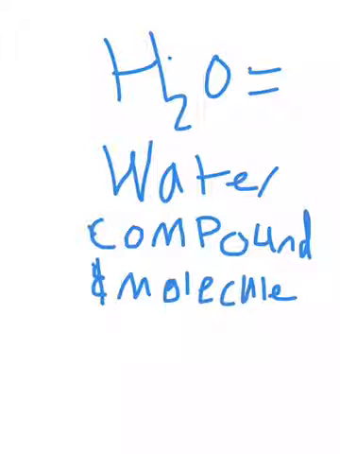Now, a compound molecule is when two or more different element atoms combine to form a repeated pattern. This is also a molecule, just a regular molecule, because you still have elements.